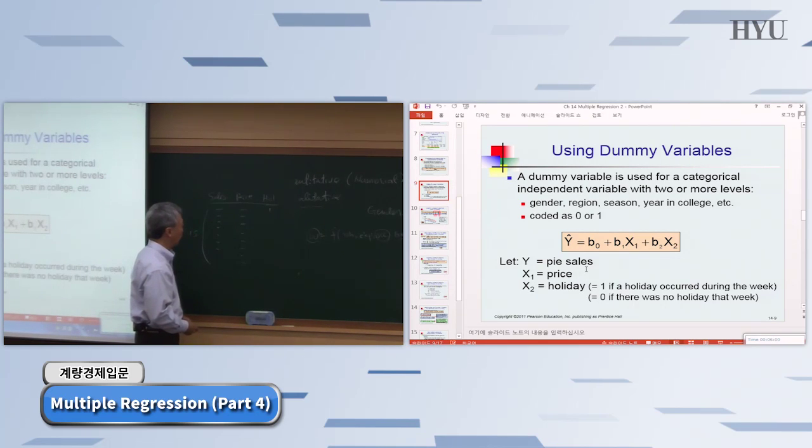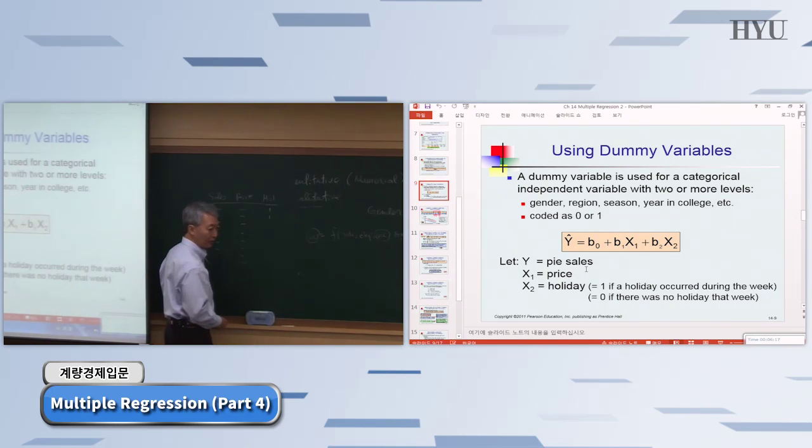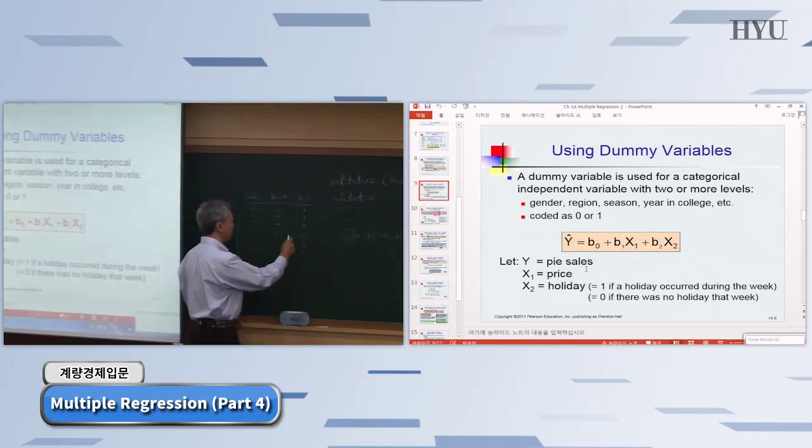The second week of October also includes a holiday, right? Many holidays in October, Hangul Day, right? And let's say the third week of October did not, or was it Chuseok? Oh, we had a lot of holidays, right? Whatever. And so on. So you artificially create this variable. It's not a real variable, but it's a dummy variable, and you assign either 1 or 0.